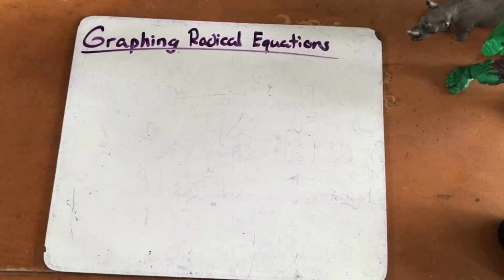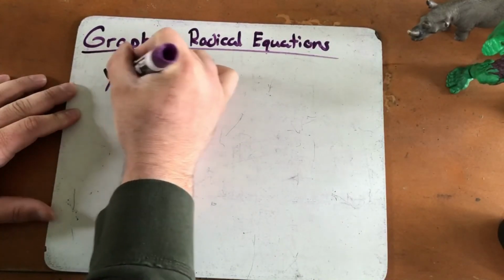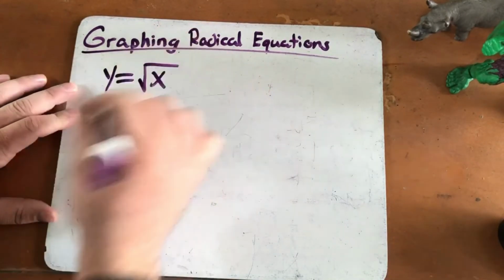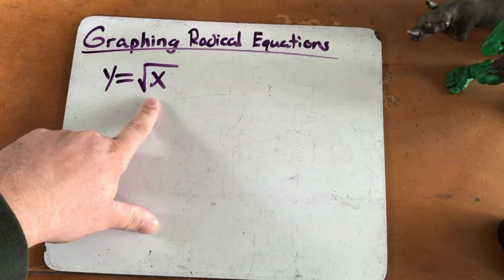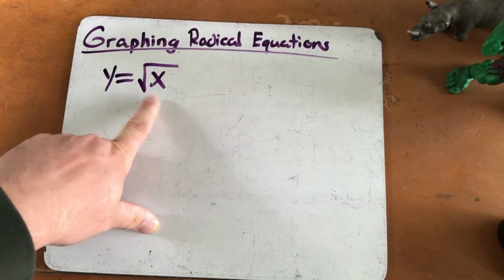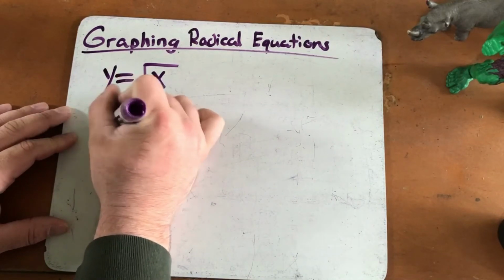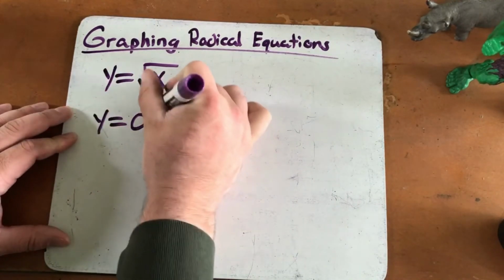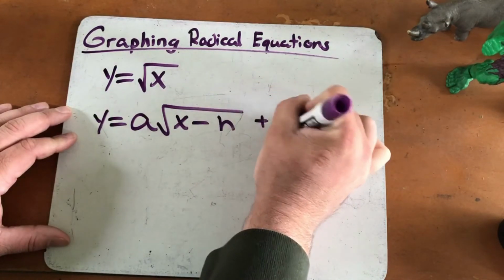Today we're going to look at graphing radical equations. First, let's talk about what's referred to as the parent function. Every movement, shift, stretch, and compression we're going to look at is based around this equation, y equals the square root of x. Now, what we're looking at is y equals a times the square root of x minus h plus k.